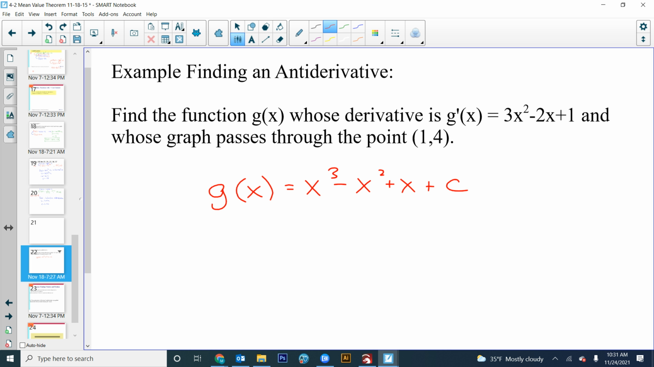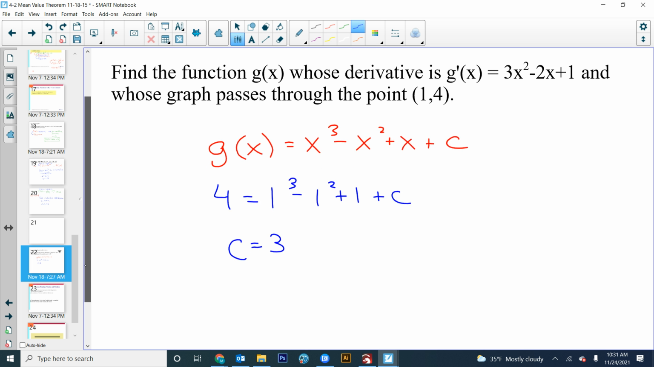But we want to solve for c. So 4 equals 1 cubed minus 1 squared plus 1 plus c. 1 minus 1, 0 plus 1. So subtract 1. c is 3. Just a coincidence we've gotten 3 for c quite a bit.